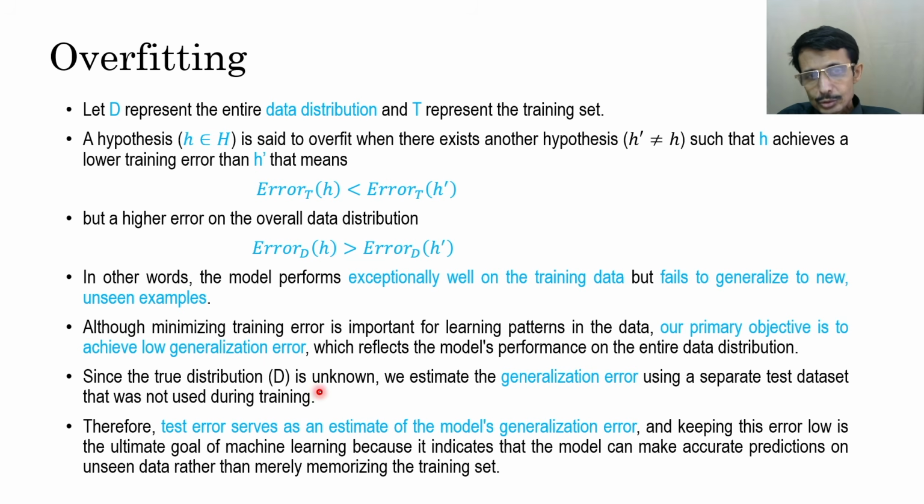Since the true data distribution D is unknown, we estimate the generalization error using a separate test dataset that was not used in training. As we have said, it is just representative of our actual data distribution. Therefore, test error serves as an estimate of the model's generalization error. And what we require is for this error to be low. That is the ultimate goal of machine learning, because it indicates that the model can make accurate predictions on unseen data rather than merely memorizing the training set. So this is, as a whole, the problem of overfitting.